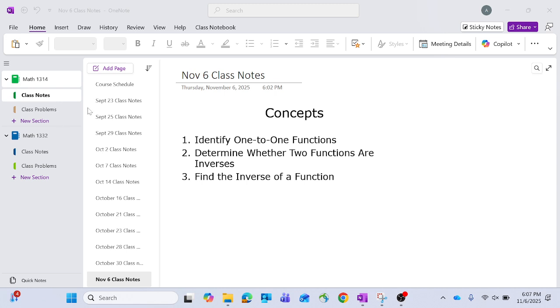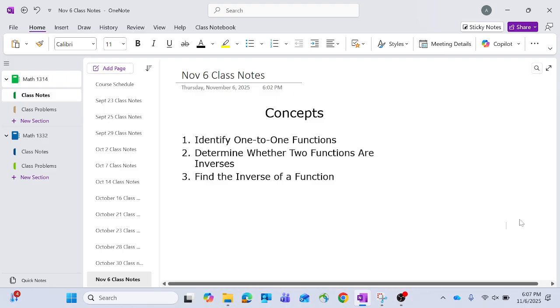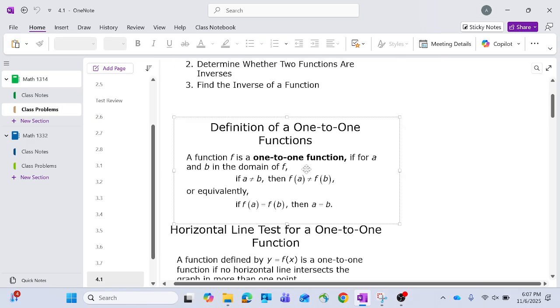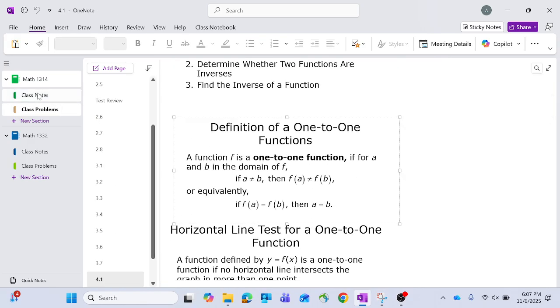All right. So these are the concepts we're going to be going over. We're going to identify one-to-one functions, determine whether two functions are inverses, and find the inverse of a function. Honestly, concepts 1 and 3 we've actually done before. Concept 2, we've kind of done before, kind of haven't. But all this stuff really shouldn't be that new to you if you've been keeping up with the course. So first, let's identify a one-to-one function.